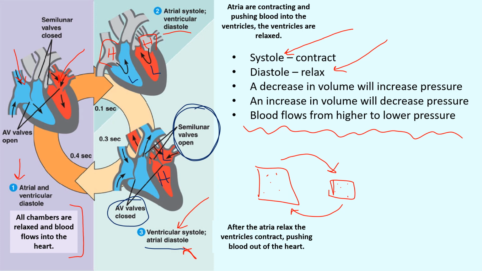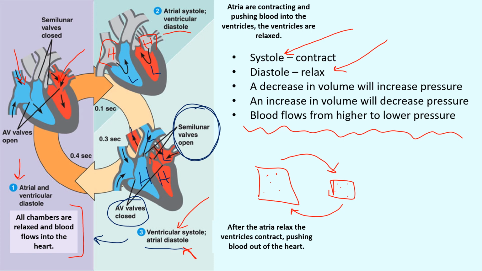So the semilunar valves will open and the blood will flow from a higher pressure in the ventricles to an area of lower pressure in the arteries. And the blood will flow away from the heart towards either the lungs or the body. And then the cycle will carry on. So then it will move back into the atrial and ventricular diastole.